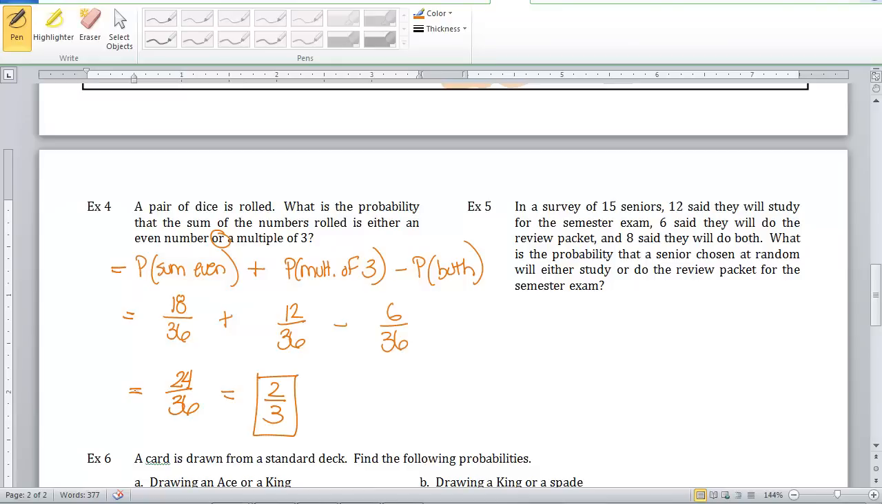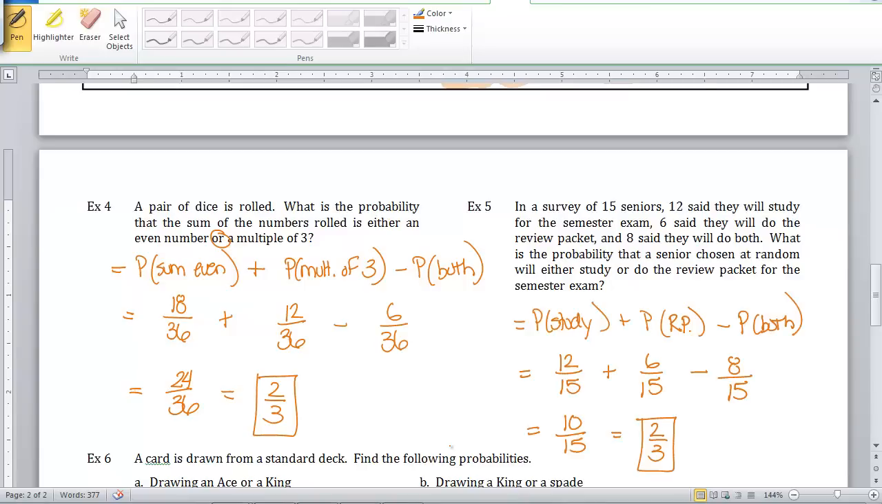Please now pause the video and do example 5. In example 5, we had 15 seniors and 12 said they were going to study for the semester exam, 6 said they would do the review packet, and 8 said they would do both. What's the probability that a senior chosen at random would either study or do the review packet?